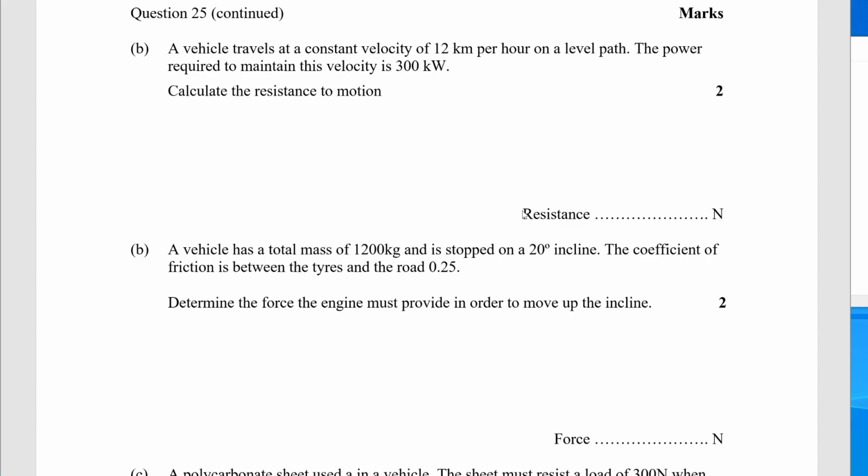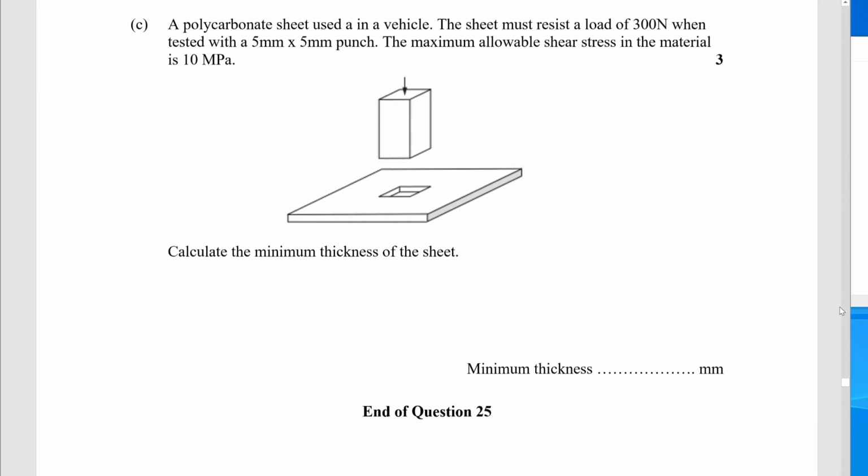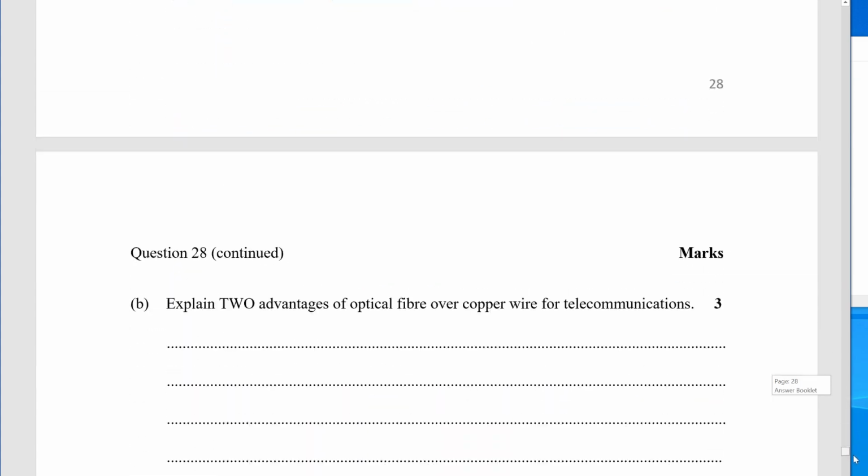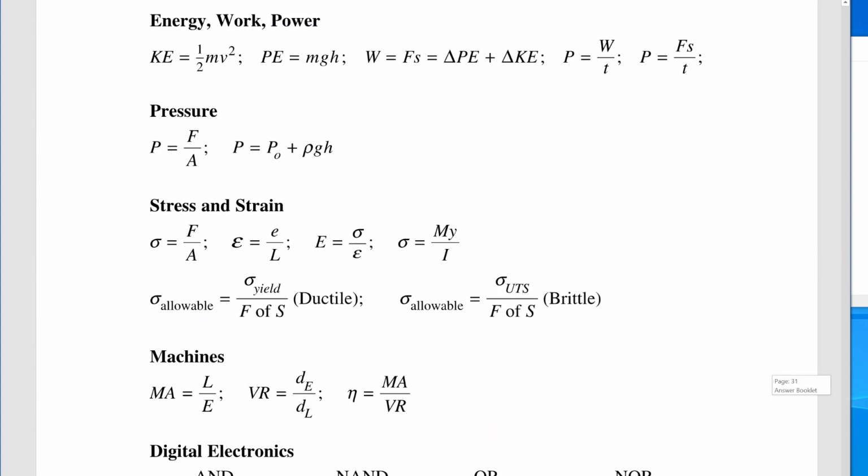Okay, a vehicle travels at constant velocity of 12 kilometers per hour on a level path. The power required to maintain this velocity is 300 kilowatts. Calculate the resistance to motion. Okay, so if we go to our formula sheet, it wasn't always on the formula sheet, but it is now, that power is equal to force times velocity, P equals FV.